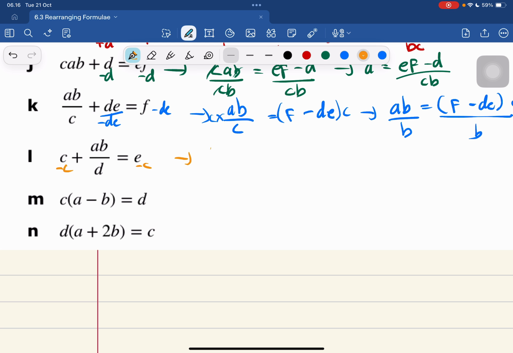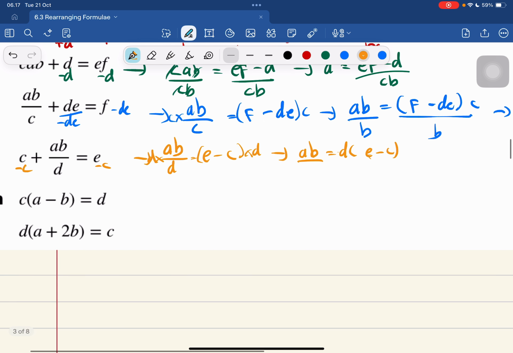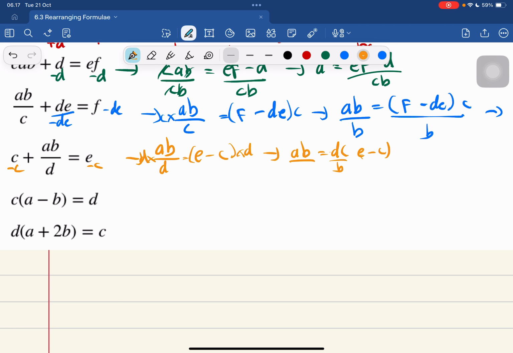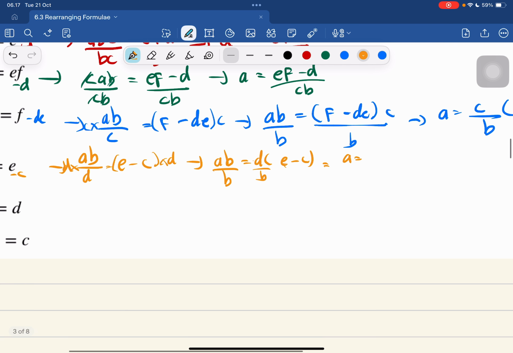Okay, we got C here, so minus C on both sides. So it's going to be AB over D equal to E minus C. Okay, make D disappear, so on both sides we multiply by D. So AB equal to D multiplied by E minus C. Okay, to make it only A, on both sides we divide by B. So A equal to D over B multiplied by E minus C.